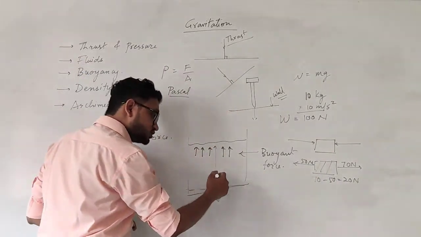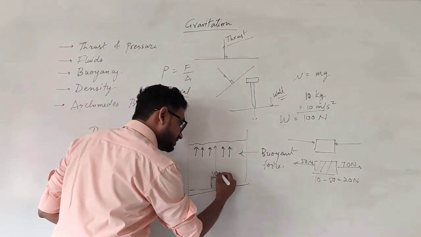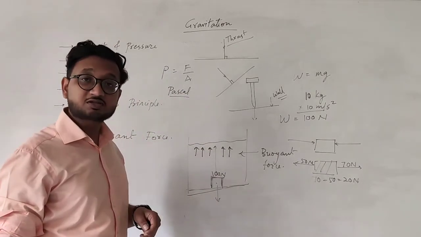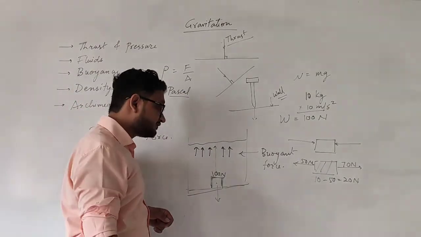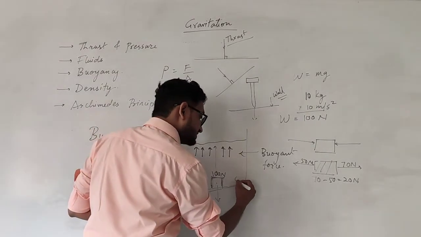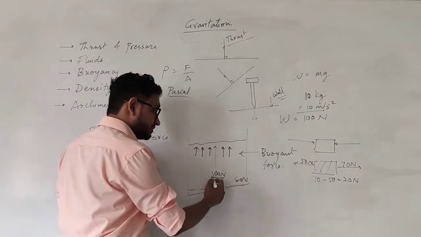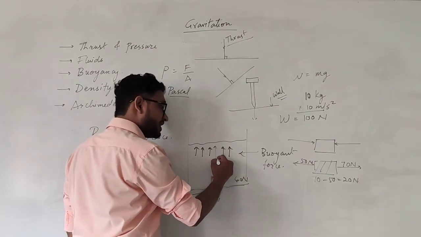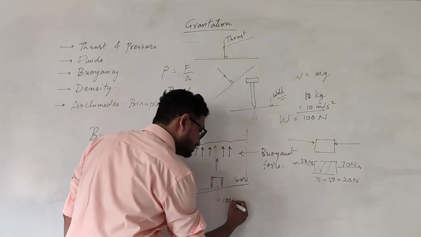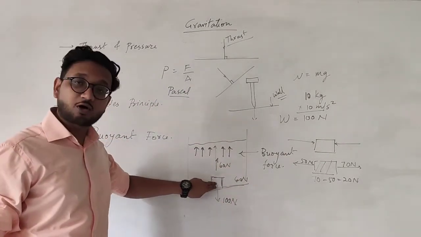So the actual weight of the box over here is, let's say, 100 newtons. But there is another force acting on this object as well, that is the buoyant force. Let's say the buoyant force is around 60 newtons. So 60 newtons is acting in the upward direction and 100 newtons in the downward direction. So this is 100 newtons and this is 60 newtons. So what is the weight of the object now?